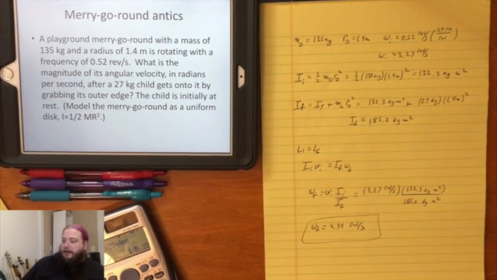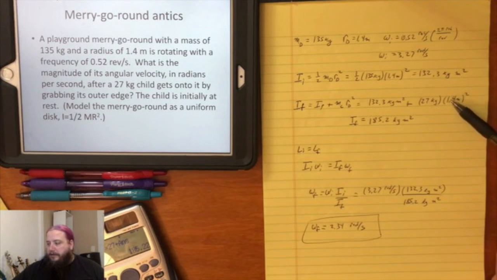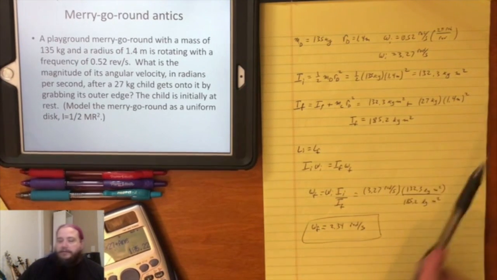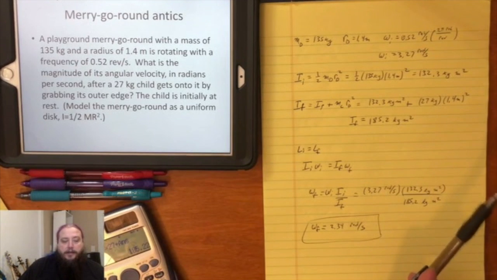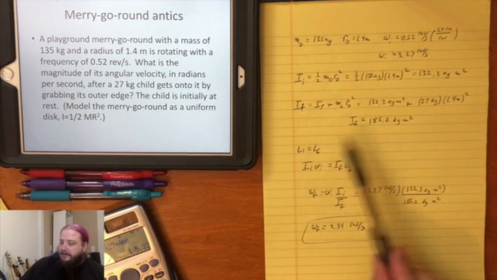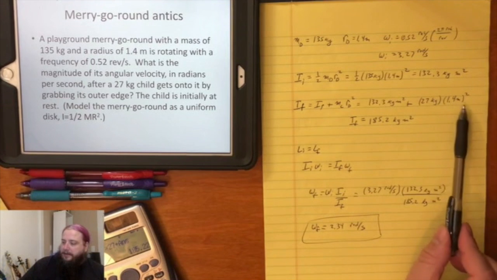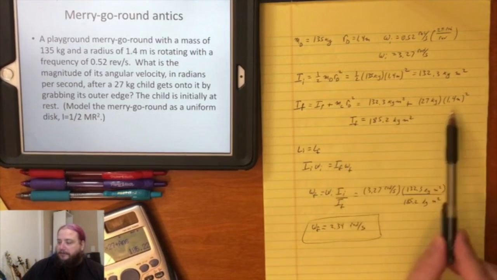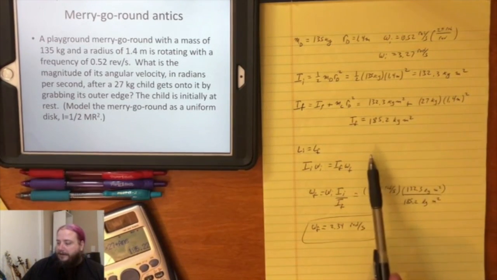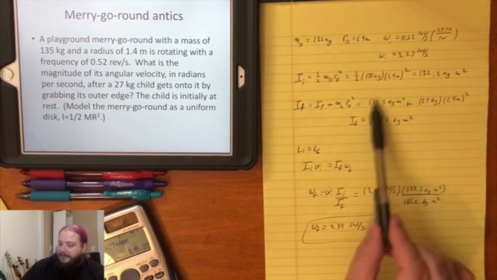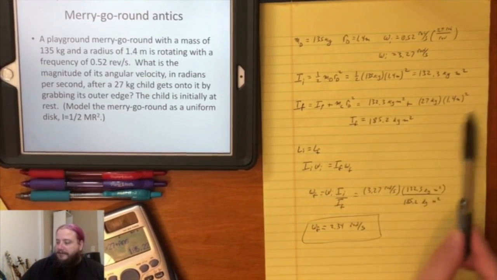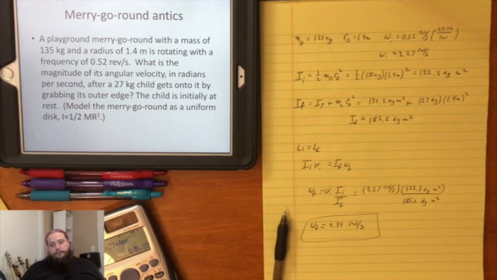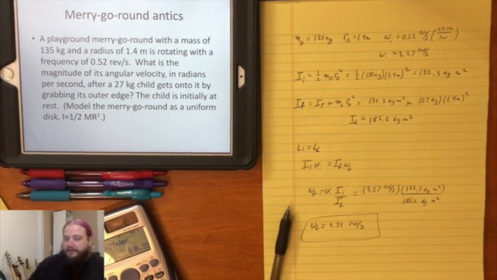So again, the math is the equivalent of a perfectly inelastic collision, where the mass afterwards is the combined mass of your two colliding objects. In this case, it's the combined rotational inertia of our disk and the child.